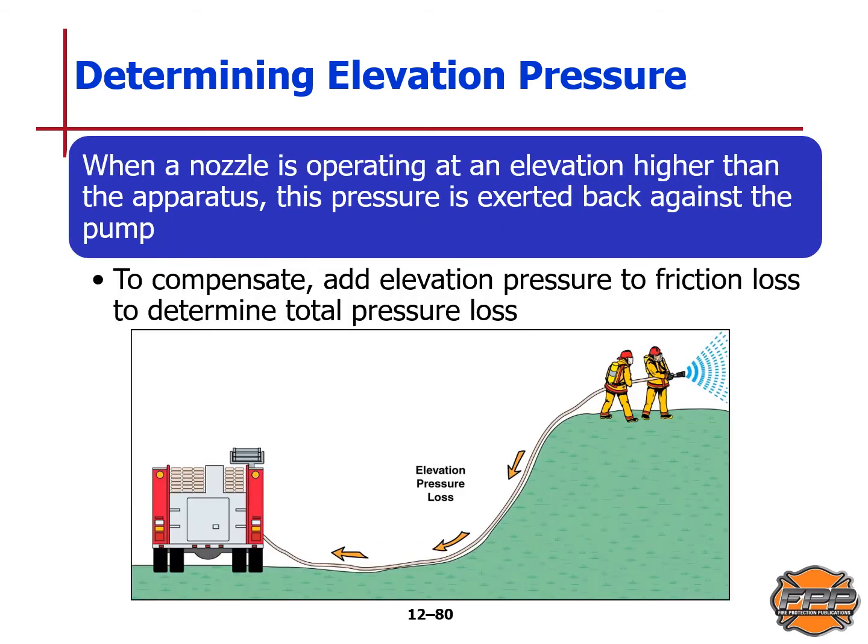When a nozzle is operating at an elevation higher than the apparatus, this pressure is exerted back against the pump. You can see how the water flows downhill and puts pressure on the pump. This pressure is exerted back against the pump, and to compensate, you need to add elevation pressure to the friction loss to help determine total pressure loss.